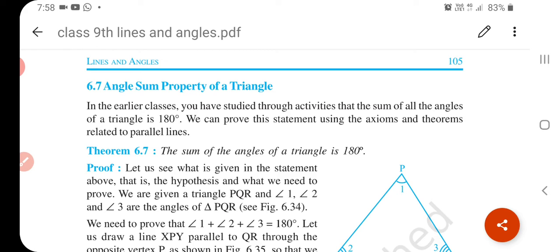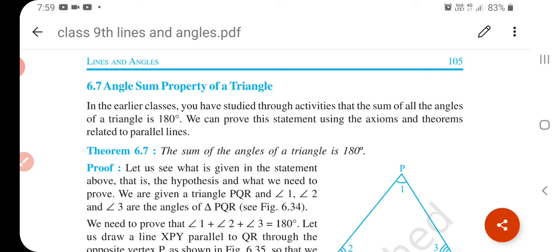Today our chapter is Lines and Angles. Yesterday we learned about the angle sum property and its theorems. It has two theorems. The first theorem is that the sum of the angles of a triangle is always 180 degrees. And what is the second theorem? If a side of a triangle is produced, then the exterior angle so formed is equal to the sum of the two interior opposite angles.